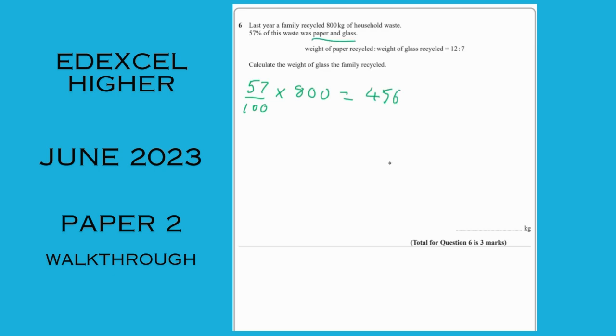So to split it to paper and glass in the ratio of 12 to 7, it only wants glass. So glass is 7 out of 12 plus 7 is 19 shares. And as usual, of means times. So 456 times by 7 19ths. We get 168 kilograms. On we go.